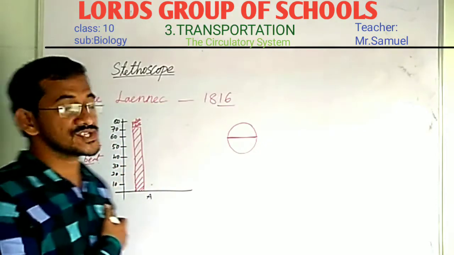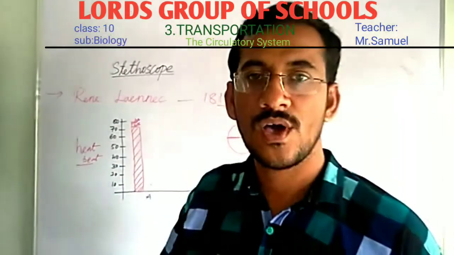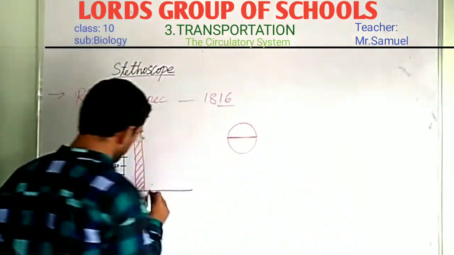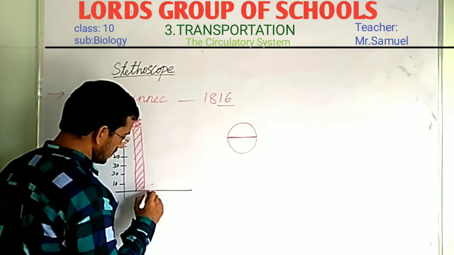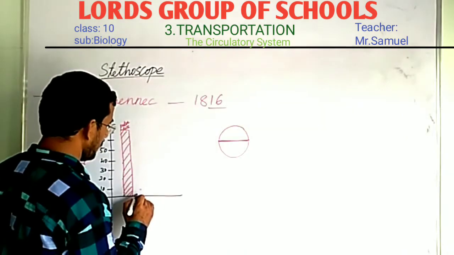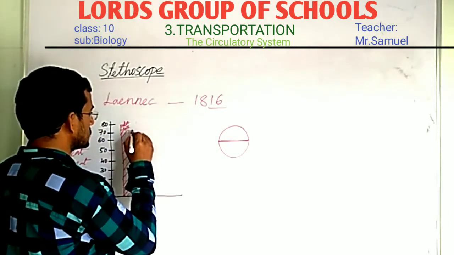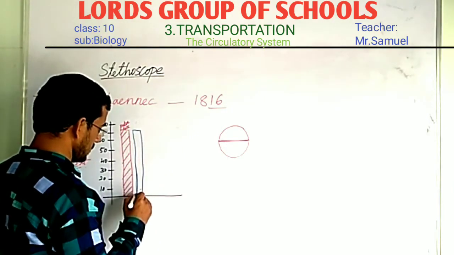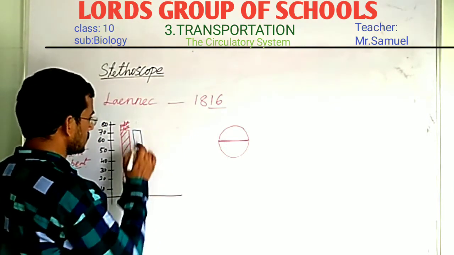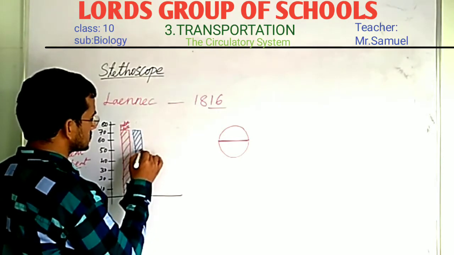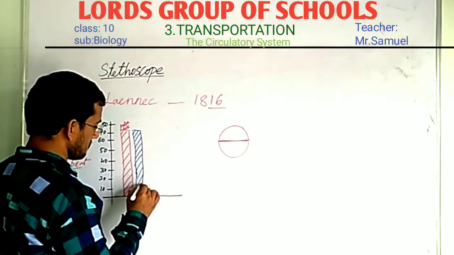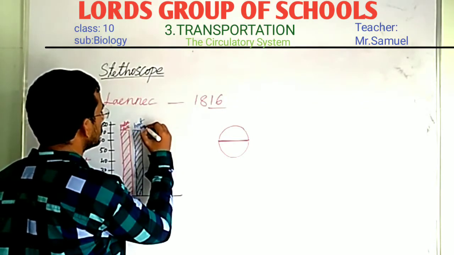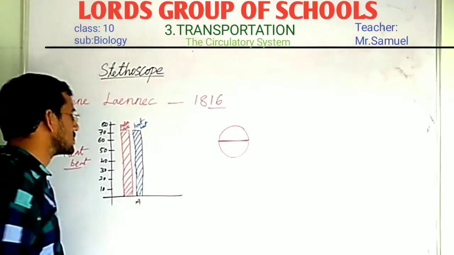Then later on you check the heartbeat. Keep your stethoscope on the heart and observe the heart. Then you are going to see that for 1 minute, the same 72 times you are going to get. So what is this? This is the heartbeat per 1 minute.